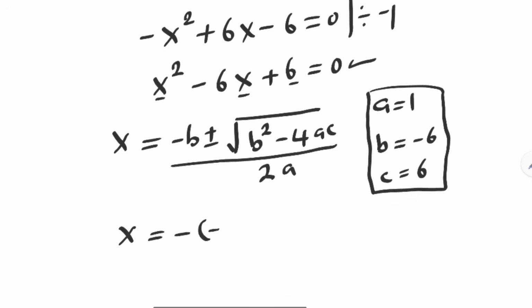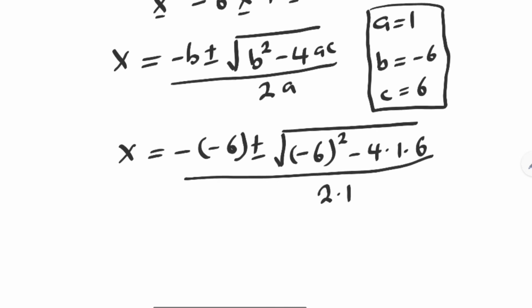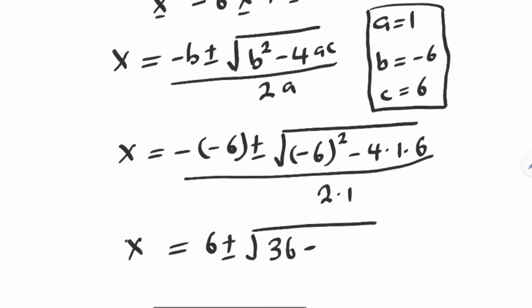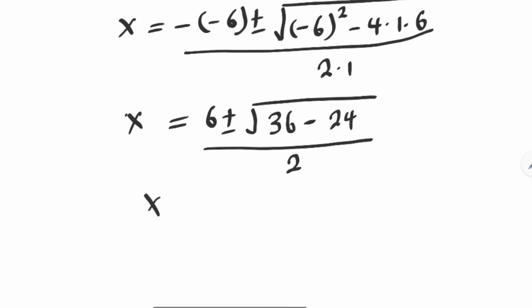x is equal to minus bracket minus 6 plus or minus square root of minus 6 squared minus 4 multiplied by 1 multiplied by 6, over 2 multiplied by 1. x is equal to minus times minus 6, this is 6, plus or minus square root of minus 6 squared, this is 36, minus 4 times 1 times 6, that is 24, over 2 multiplied by 1, 2. x is equal to 6 plus or minus square root of 36 minus 24, that is 12, over 2.